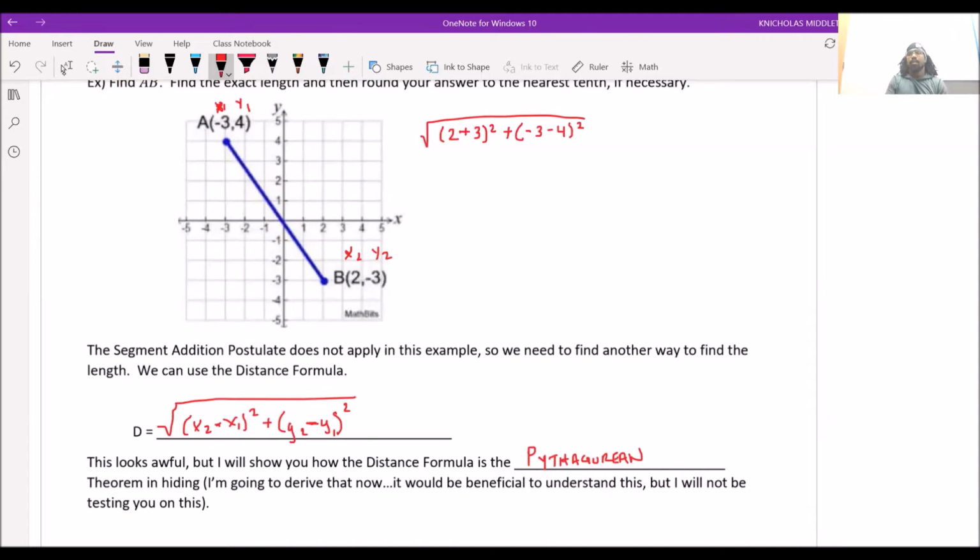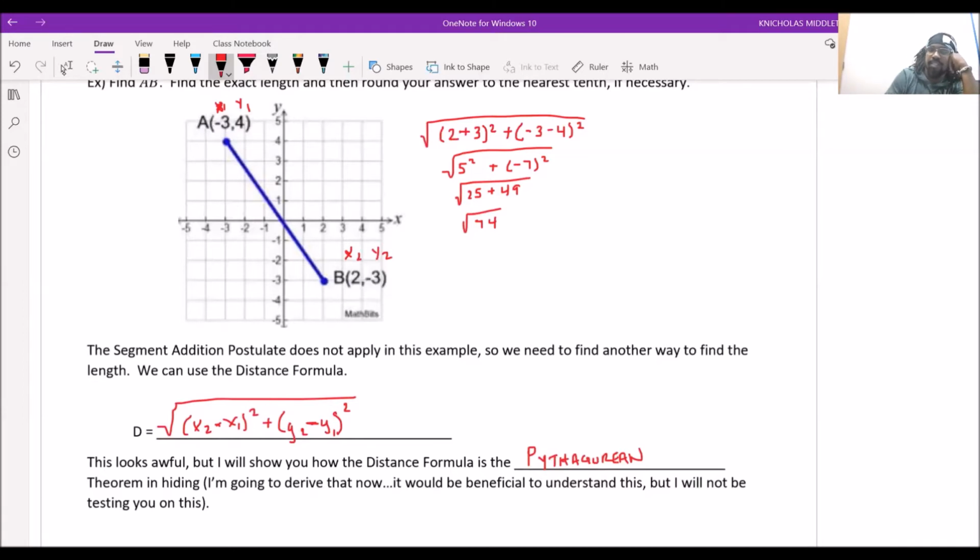Now I'm going to go through and just simplify. 2 plus 3 is 5, 5 squared, and then here I'll have -7 squared. It's important to keep this in parentheses, especially if you're using a calculator, because if you take this outside of parentheses your calculator will tell you -7 squared is -49, but you know you have it in parentheses. It should be a positive number. Negative times negative is positive. So here we have 25 plus 49. That gives us 74.